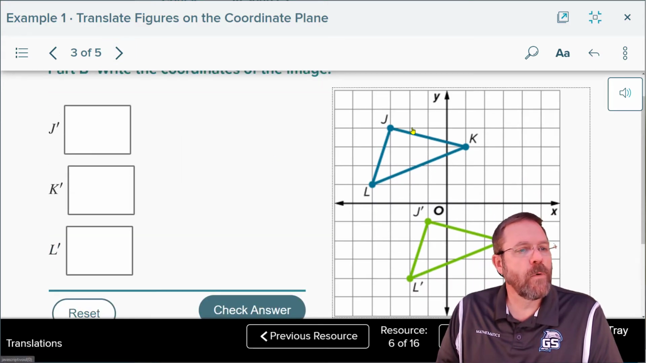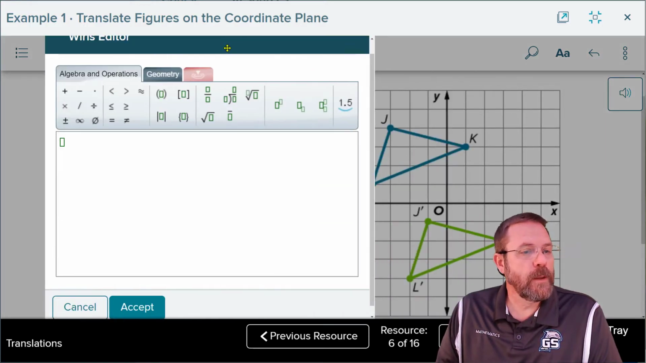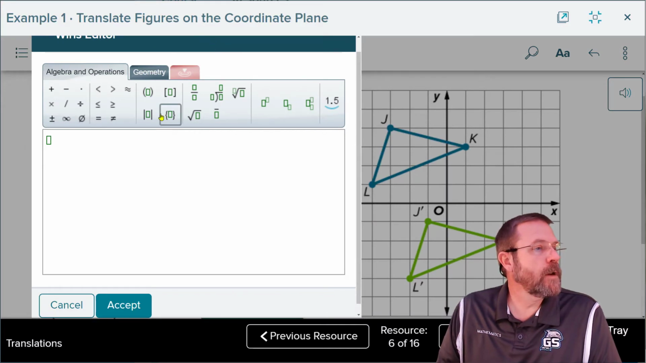J went 1, 2, so 2 units right, and 1, 2, 3, 4, 5 down, and you have J prime. K went 1, 2, then 1, 2, 3, 4, 5. You have K prime. And L went 1, 2, then 1, 2, 3, 4, 5. L prime. So J prime's new ordered pair is going to be at (-1, -1).